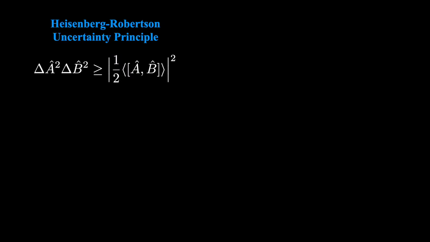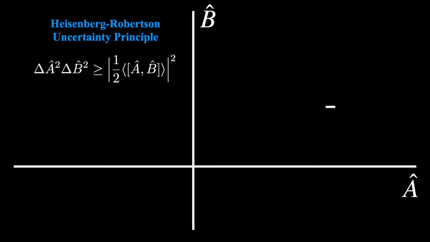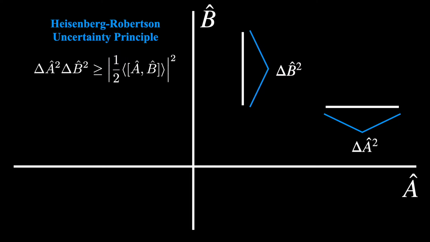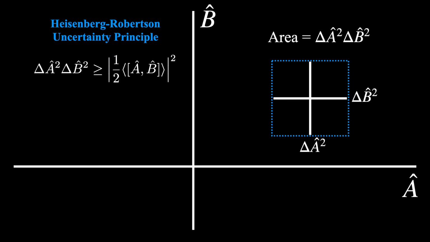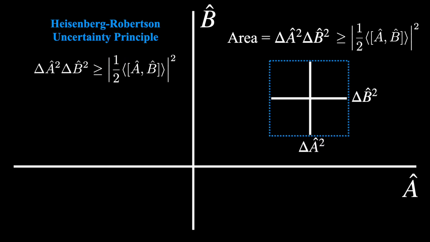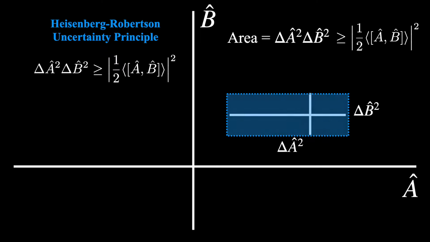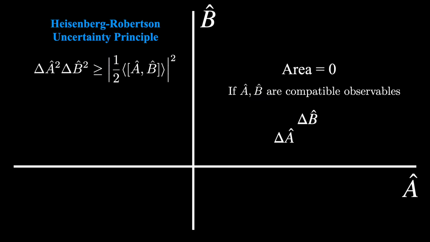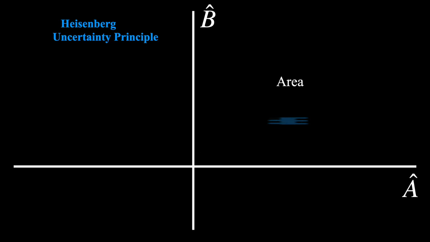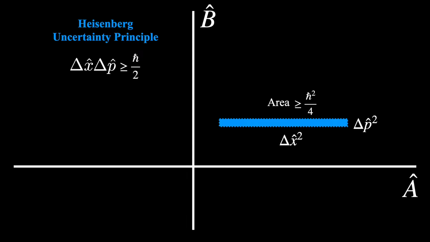And there's a really nice way to visualize this. Let's take two observables A and B, and then plot the uncertainty of each. So delta A squared would look like this, and delta B squared would be this. Then what the Heisenberg-Robertson uncertainty principle tells us is that the area of this square has a lower bound. It cannot be any lower than the value on the right. So no matter how delta A squared changes or how delta B squared changes, the area must be greater than or equal to this value. And if A and B happen to be compatible observables, which means their commutator equals 0, then this area vanishes. But in the specific case, when the observables are position and momentum, no matter how small you might make one, the area of this rectangle can never be smaller than h bar squared over 4.